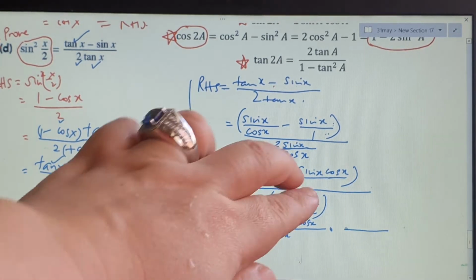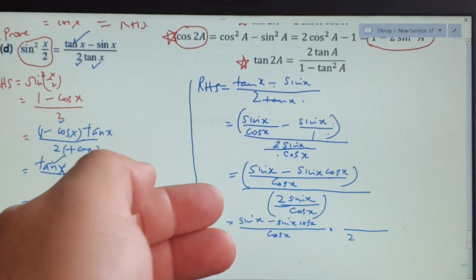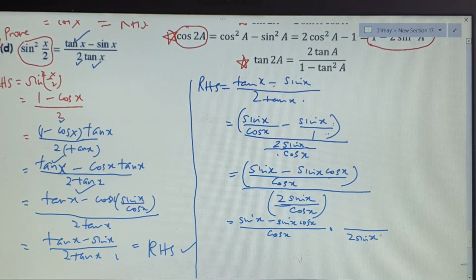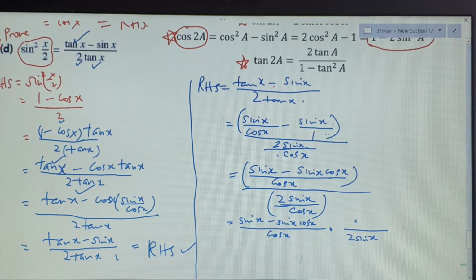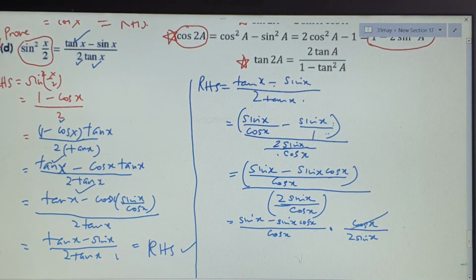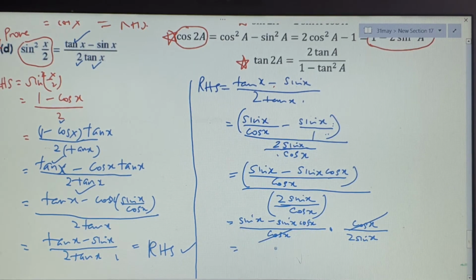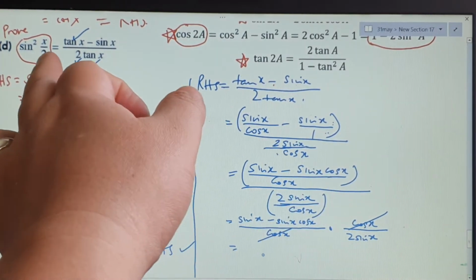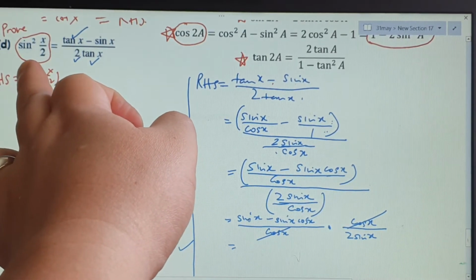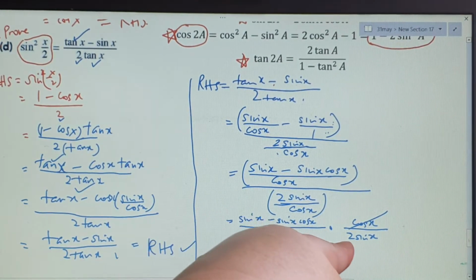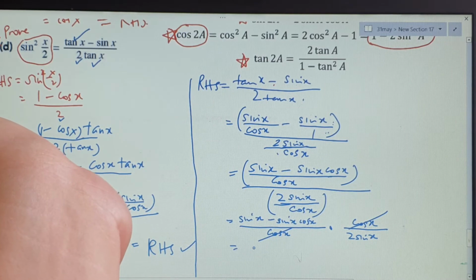Times flip, this one flips, so the 2 sine x goes to the bottom, right? And the cosine x flips to the top. Okay, this will allow you to cancel these 2 and you end up with this, right? Now this is nowhere near what we want, alright? But I noticed that there's a sine here, sine here, sine here, right? So I take out the common factor.